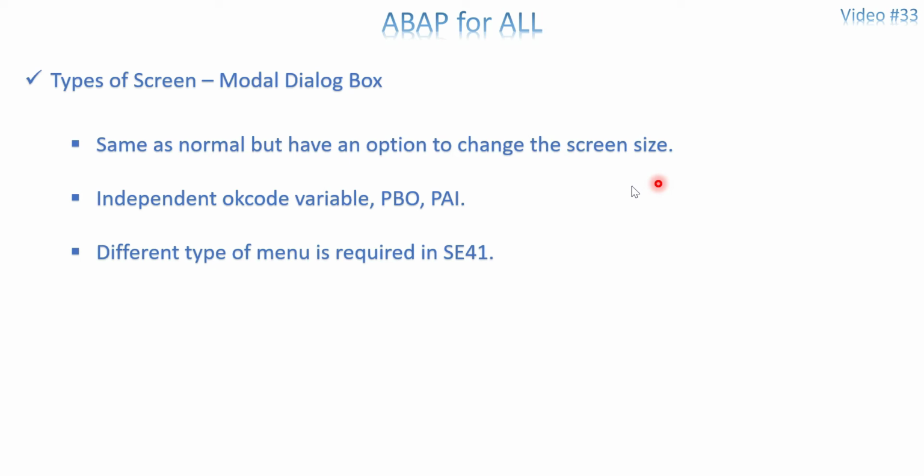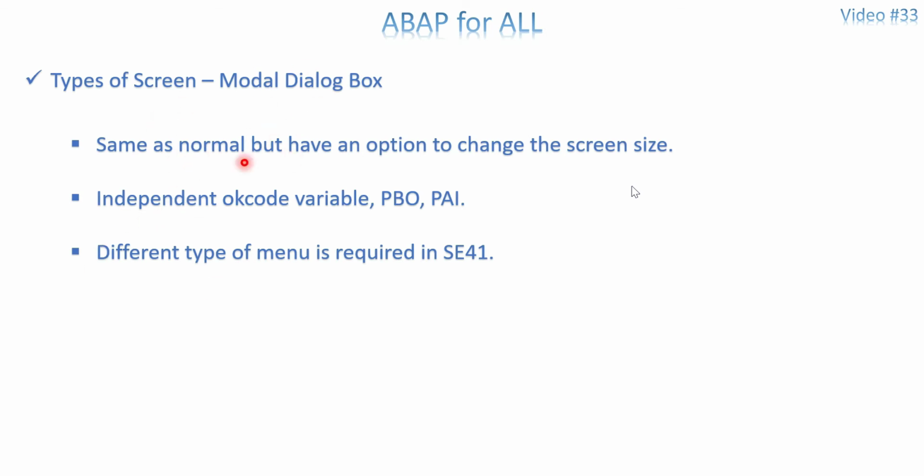Maybe in customer creation, it will come, right? If you go to the transaction and press enter, it automatically gives a pop-up asking: what is the customer number? These are some modal dialog boxes, right? So that is a way. And it has its independent OK code variable, OK type variable, PBO and PAI. Because it's the same as a normal screen, it has its own OK type variable, own PBO and own PAI.